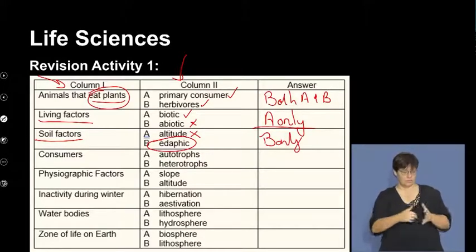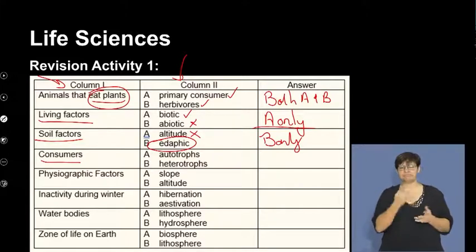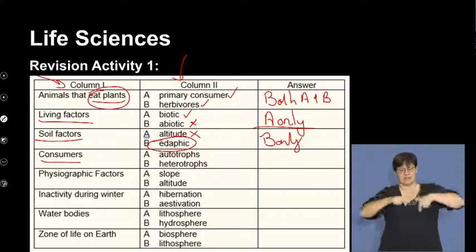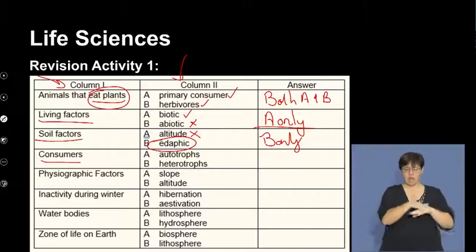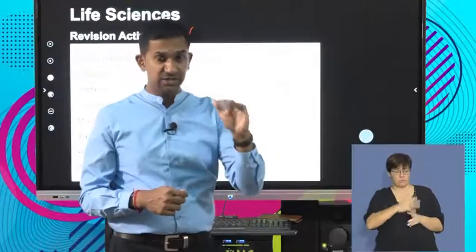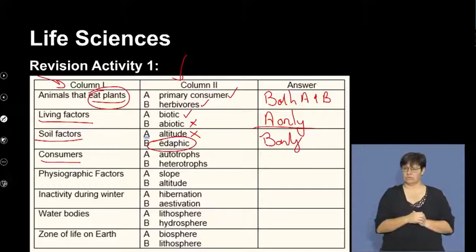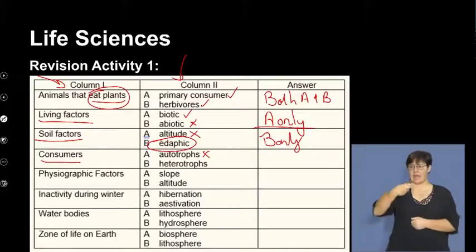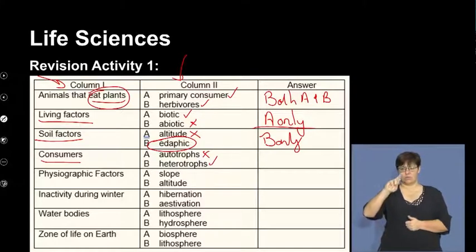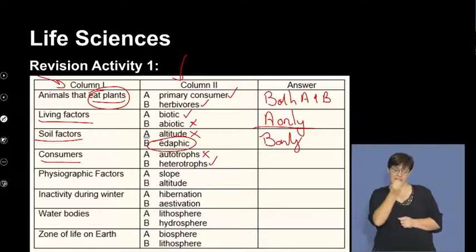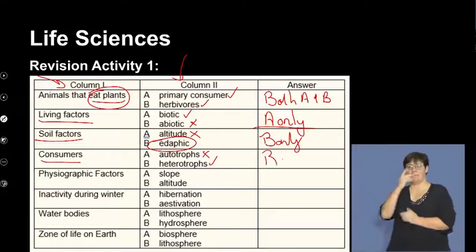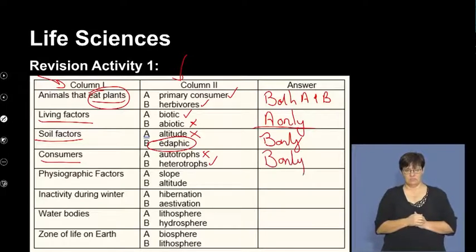The next term is consumers. Again, consumers may vary at different levels in a food chain. You get your primary consumers, you get your secondary consumers. So let's look at these descriptions. Your autotrophs are the producers, so they are certainly not consumers, but your heterotrophs are those individuals that consume other organisms. So the answer there would be B only. Cool.